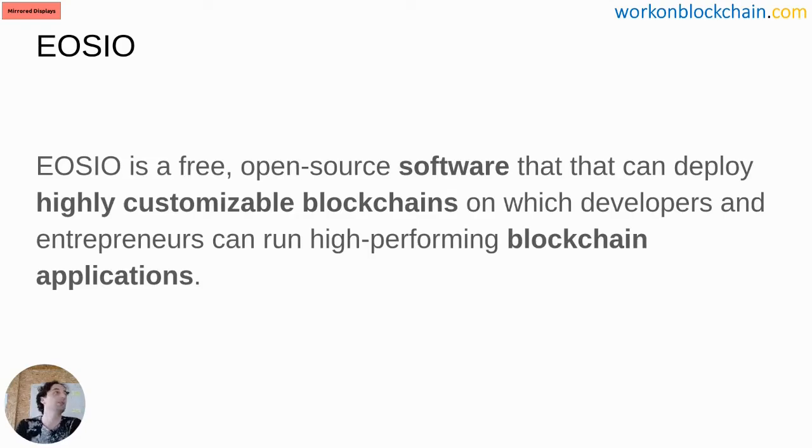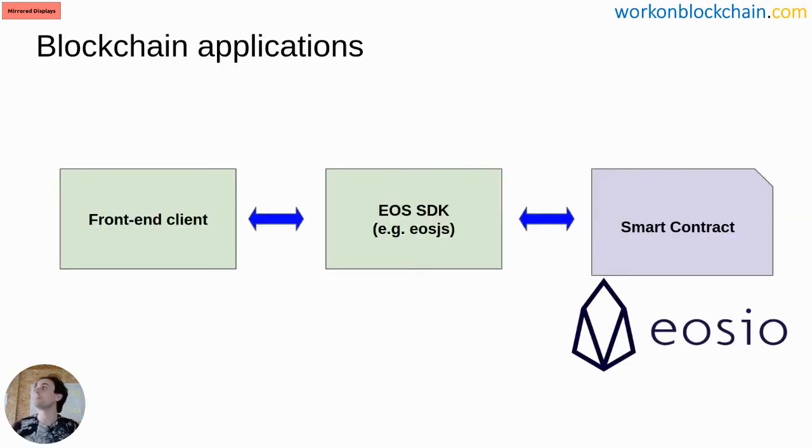So EOSIO is not a blockchain. This is quite a big confusion in the space. EOSIO is a software that allows you to deploy highly customizable blockchains. It's just software, it's open source, and on these blockchains you can run smart contract programs, and it's very highly performant, very developer friendly, very user experience friendly, a very powerful software.